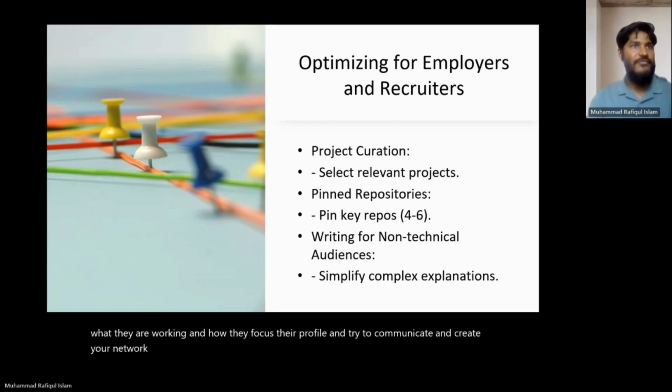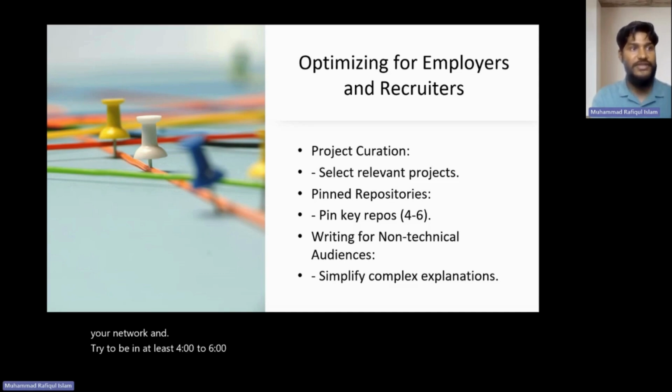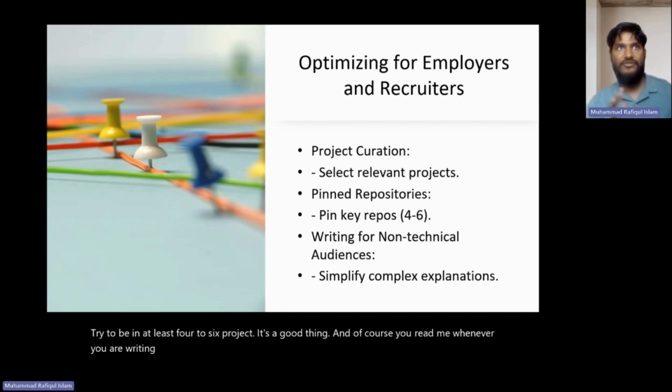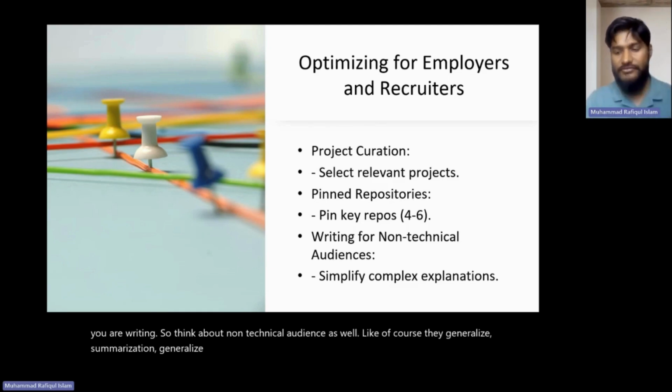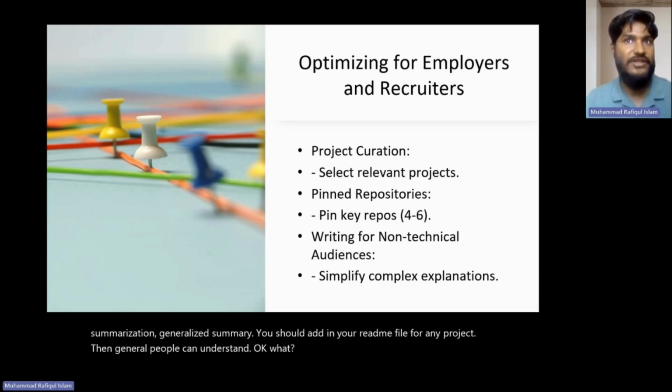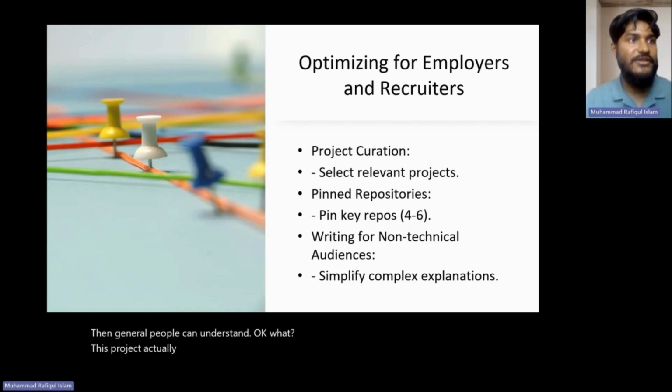And try to be in at least 4 to 6 projects. It's a good thing. And of course, whenever you are writing your README, think about a non-technical audience as well. You should add a generalized summary in your README file for any project. Then general people can understand what project you have developed.